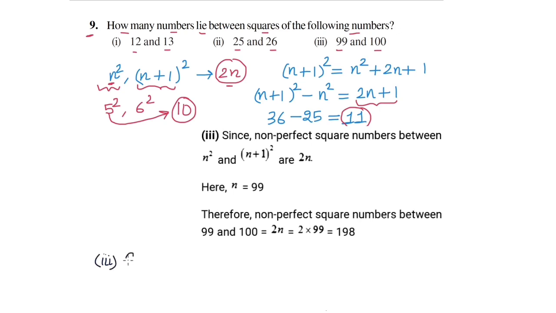Clear? In part 3 we have to find the non-perfect square numbers between 99 squared and 100 squared. So directly what will we do? Yes, we will just double the smaller number. The smaller number is 99 here. So 2 times 99 will give you 198. So 198 is your final result. Clear how to do this question? So this is the main concept behind this question.